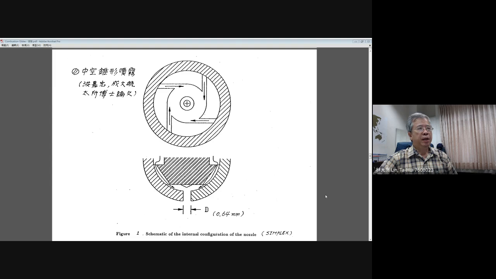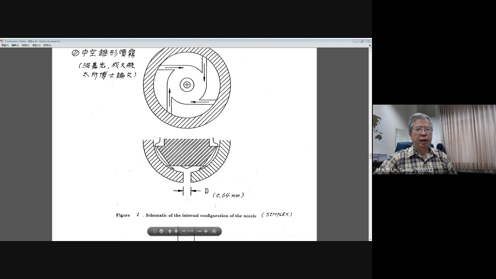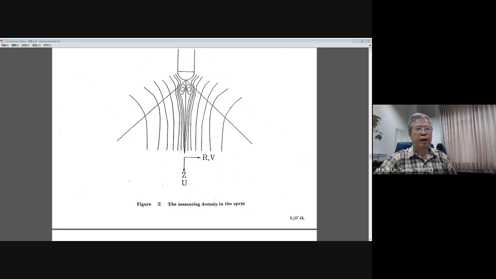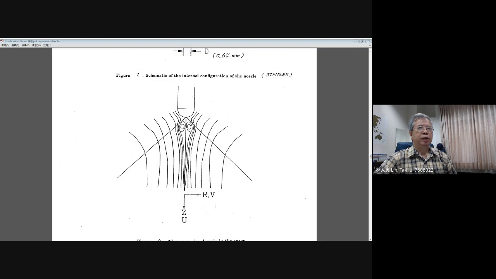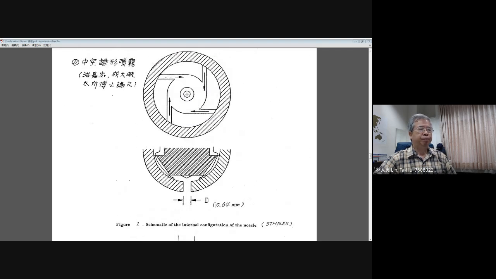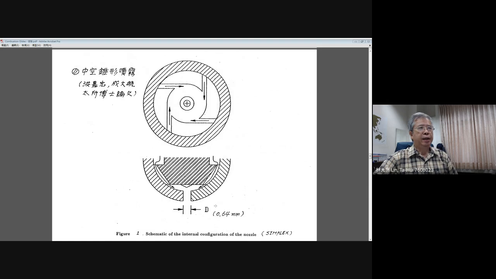In his PhD thesis, he did a lot of measurements on sprays, and the typical spray nozzle is shown here. Now we are on the page, let me see, it's 3.14a. The A means we added this material additionally for your reference. This is basically a so-called simplex nozzle, as I explained earlier.